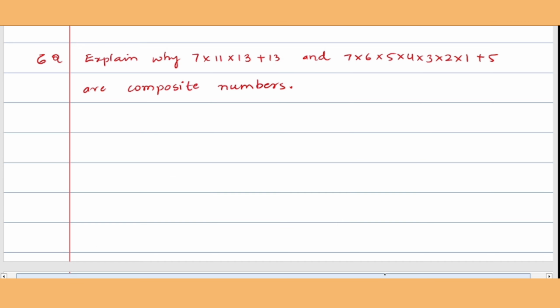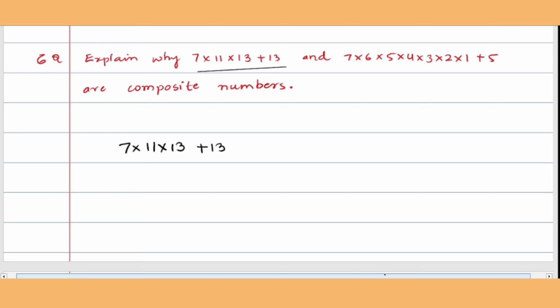Okay. Question number 6. Explain why the given numbers, 7 multiplied by 11 multiplied by 13 plus 13, and 7 multiplied by 6 multiplied by 5 multiplied by 4 multiplied by 3 multiplied by 2 multiplied by 1 plus 5, are composite numbers. First, we have the number 7 multiplied by 11 multiplied by 13 plus 13.